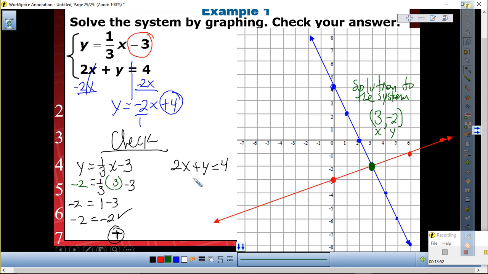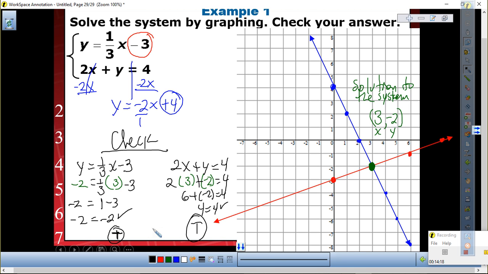So here we go. So my x value, again, is what? 3. My y value is -2. Bring everything else down. The 2, the plus, equal the 4. What is 2 times 3? 6 plus -2 equals 4. What is 6 plus -2? Is 4 equals 4? Yes, it's true for both. Therefore, that is the solution to the system. Bam.